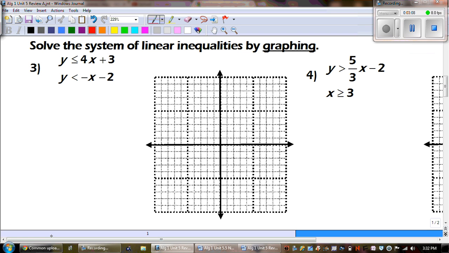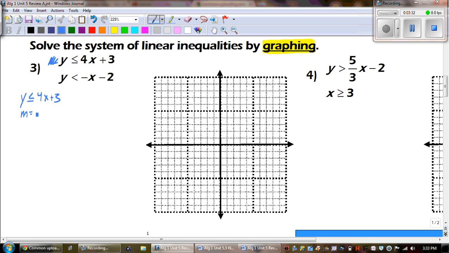Okay. Now, this one says to solve the system of linear equations by graphing. How do I know that I need to graph? There's a giant graph next to it. Okay. So let's look at our first one. I'm just going to rewrite it down here. Y is less than or equal to 4x plus 3. I know that my slope is 4 over 1. My y-intercept is 0, 3.